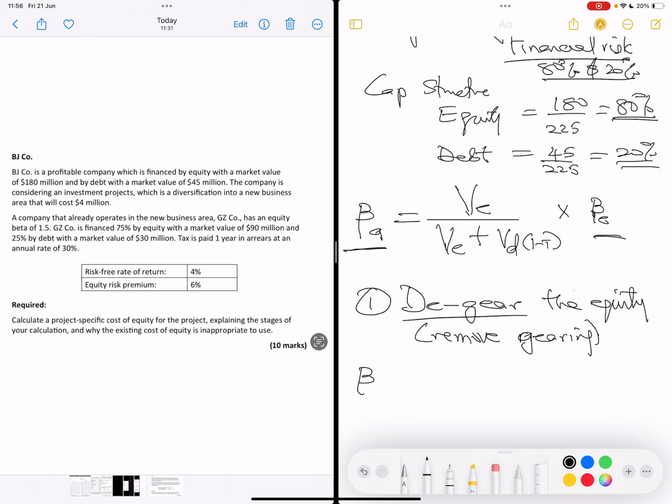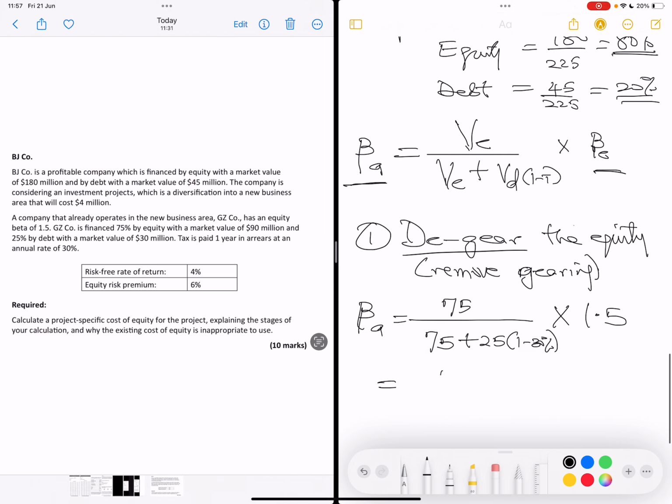So the asset beta of that industry equals volume of equity over volume of equity plus debt times (1 minus t). We'll now be using the financial structure that is inside that 1.5 equity beta that we want to de-gear, and that financial structure is 75-25. So we need to take that away. So volume of equity is 75%. I'll just do it as 75. You can always use it like that and you will have your answer correct. 75 over 75 plus 25 into 1 minus the tax rate of 30%.